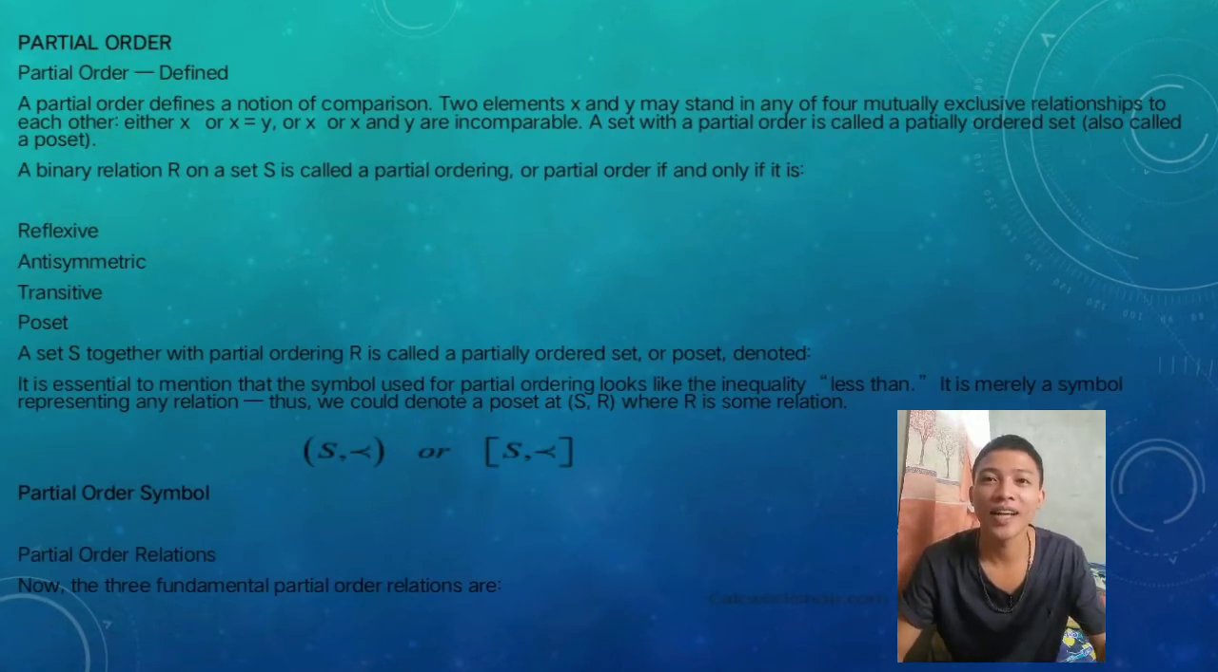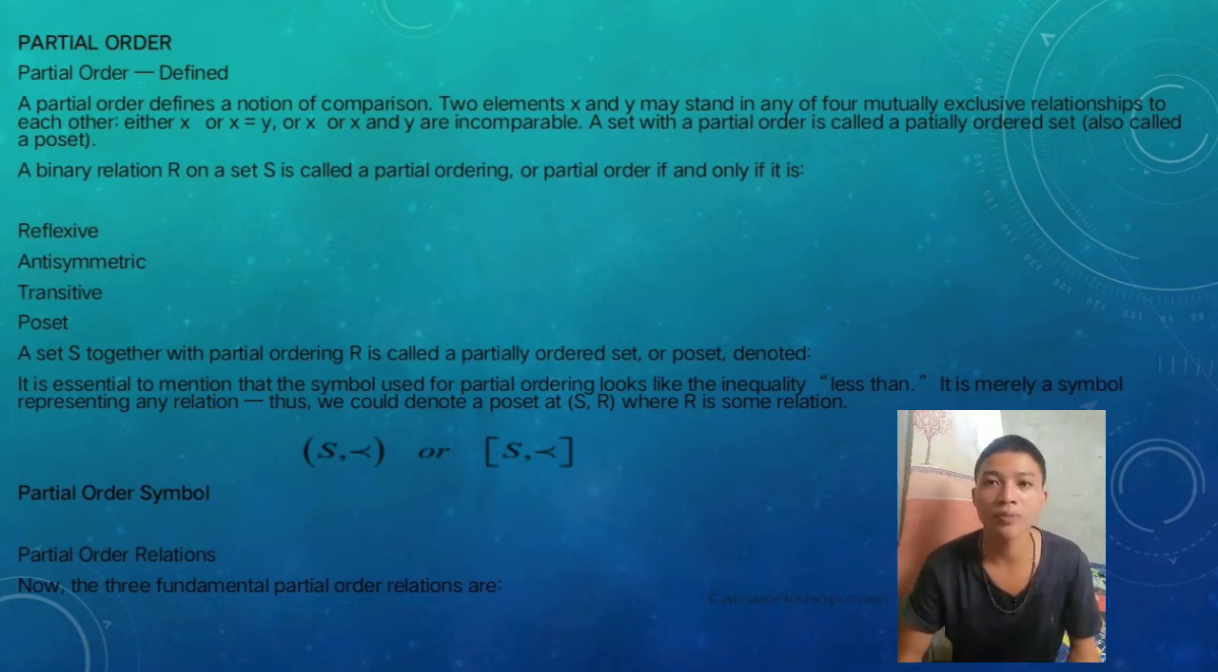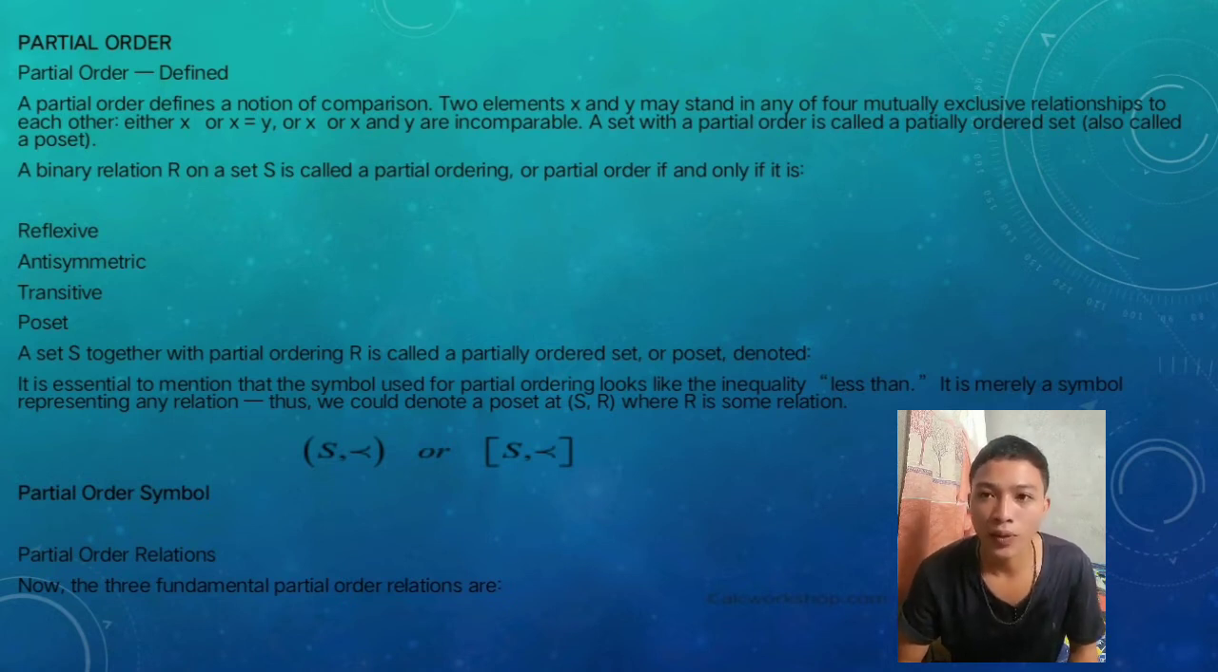Partial order. A partial order defines a notion of comparison. Two elements, x and y, may stand in any of four mutually exclusive relationships to each other: either x is greater than y, x is less than y, x is equal to y, or x and y are incomparable. A set with a partial order is called a partially ordered set, also called a poset.